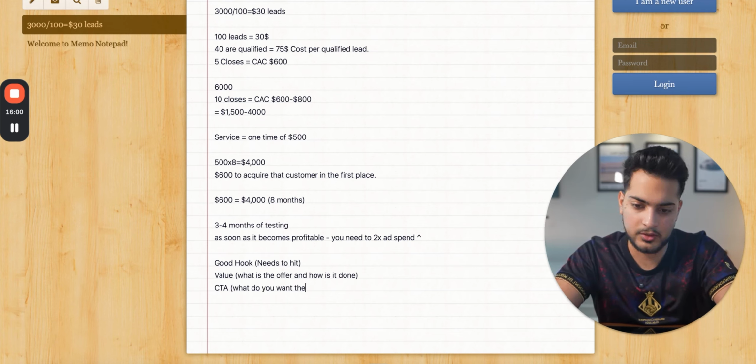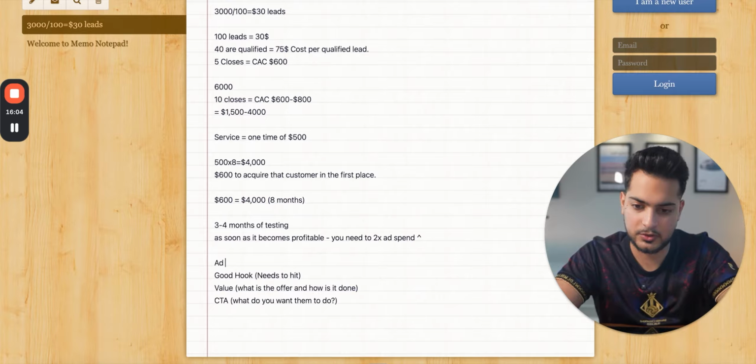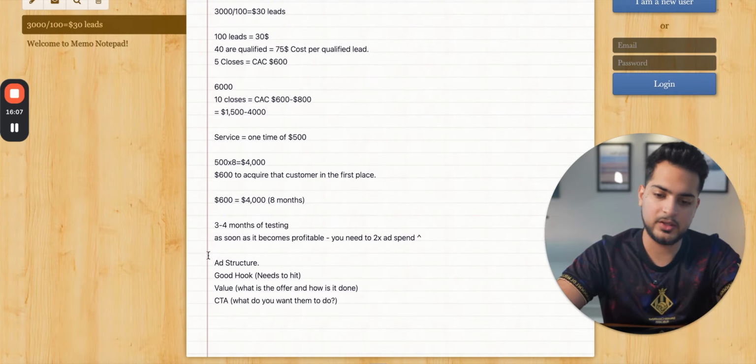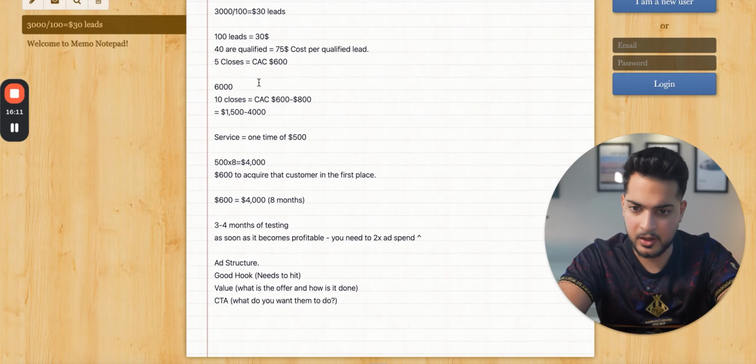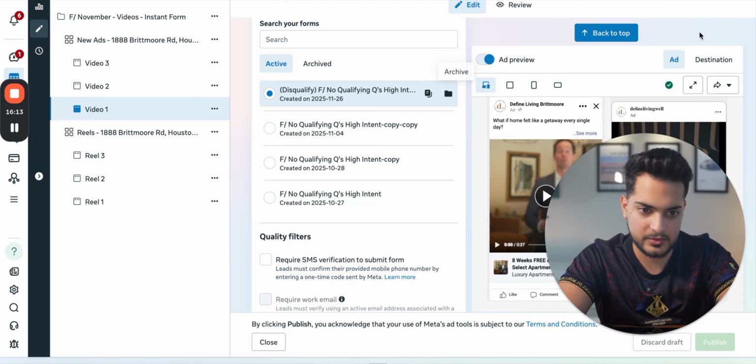What do you want them to do? So very, very important. The ad should be pretty much this structure. Now, of course, you can be a little more creative and make different types of videos, like B-roll stuff, but just follow this exact thing and you'll be pretty much fine.